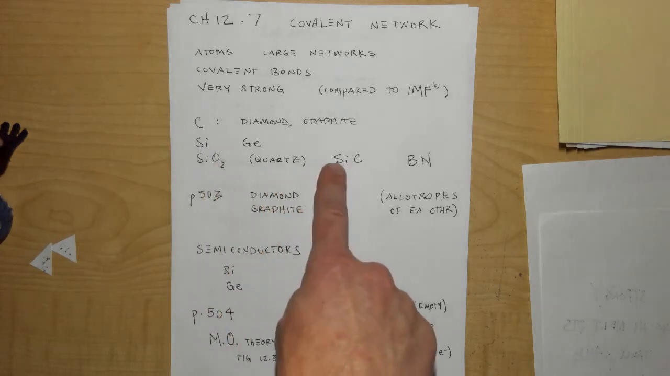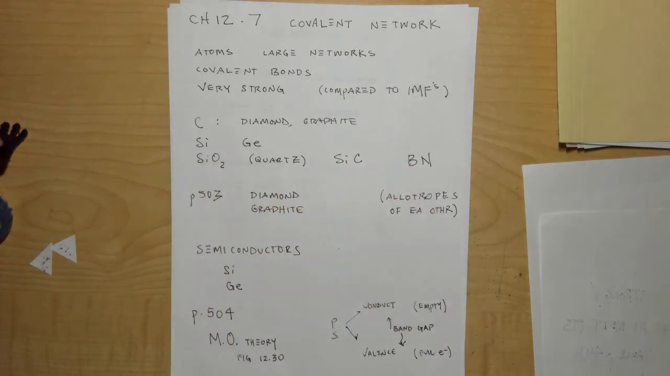SiO2 in the form of quartz, SiC, BN. Be a good test taker here and anticipate a question that is like, classify these as being covalent network, and then you'll have to select from a list of like 5.